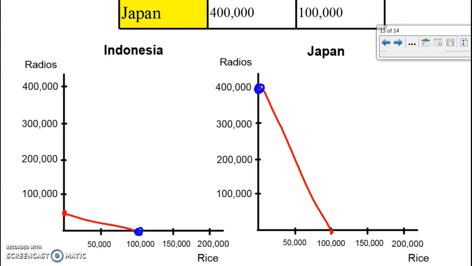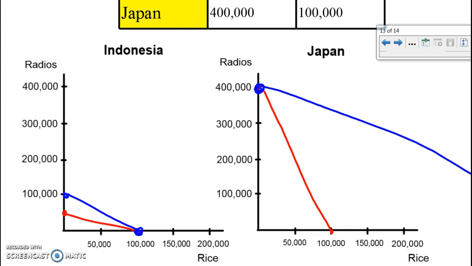So let's say we make the terms of trade a very simple 1-to-1, okay? Very simple 1-to-1. Will this help Indonesia? Indonesia can now produce 100,000 tons of rice and trade them for how many radios? Well, they can trade them for 100,000 radios, right, if it's 1-to-1 trades. Japan can produce 400,000 radios and trade them for 400,000 tons of rice. We can't even fit it on here, right?